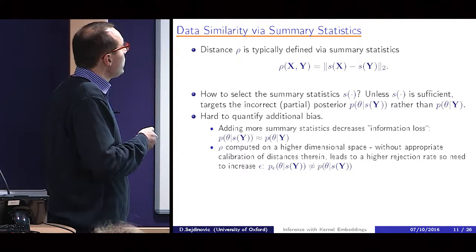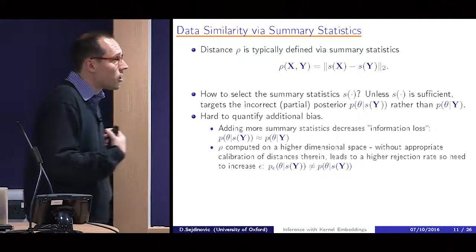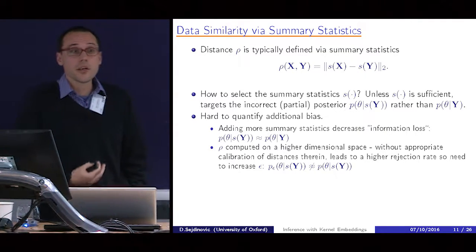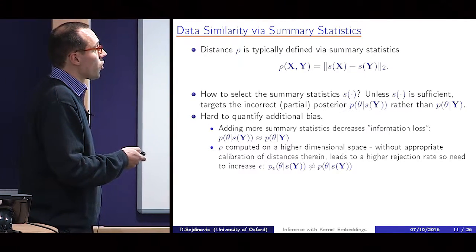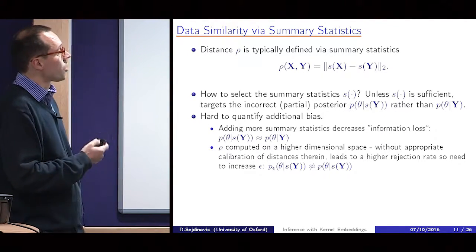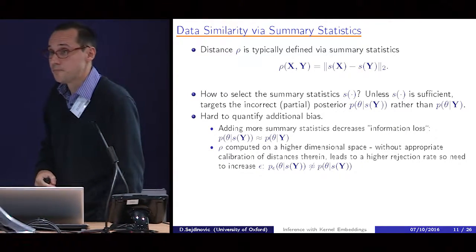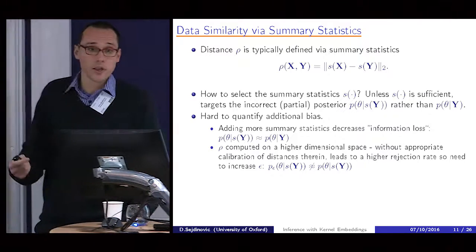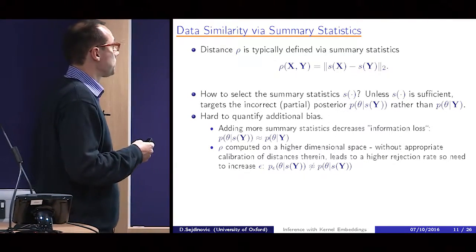Why? Because if these summary statistics are not sufficient, then you're introducing this additional bias. You're not even targeting the approximate posterior of the parameters given the data, you're targeting the approximate posterior of the parameters given those summary statistics. And if you have a very complicated model, this kind of bias is very difficult to quantify.